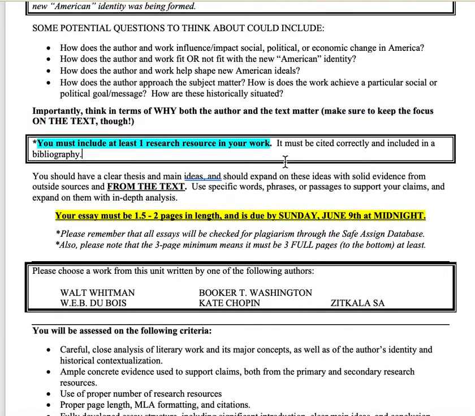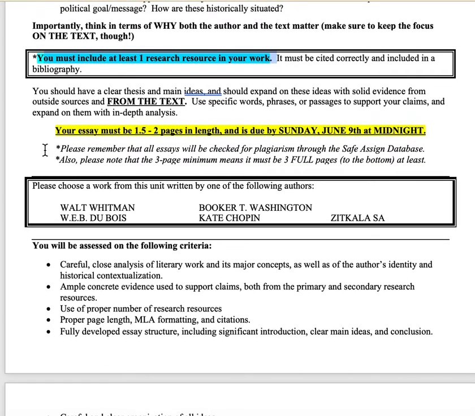You do need to have one research resource in your work. It has to be cited correctly and included in a bibliography. You should have a clear thesis and main ideas, and you should use solid evidence from the text and from your research source, so quotes from your texts and from your research to support your argument.